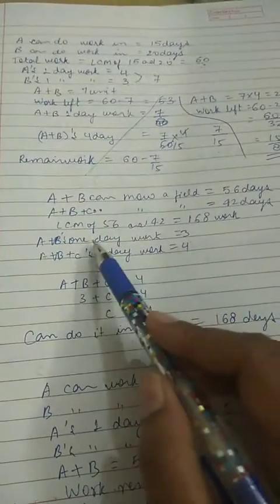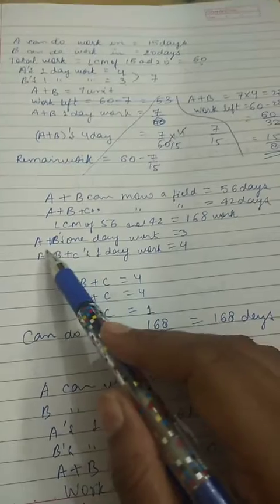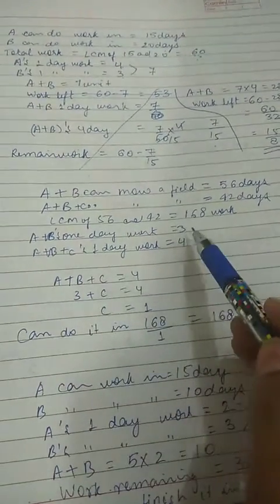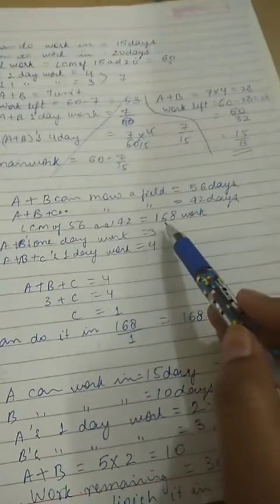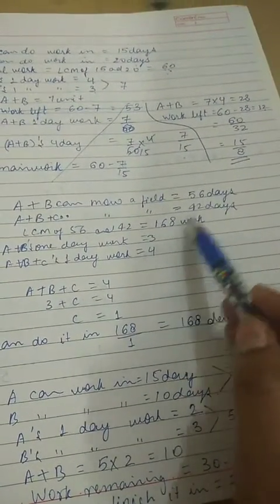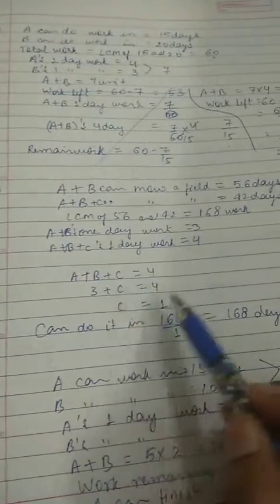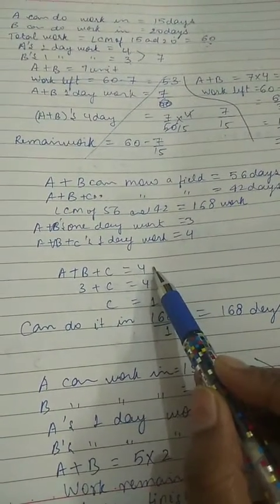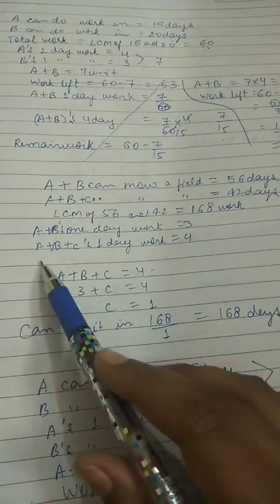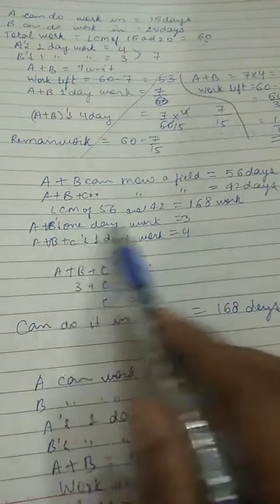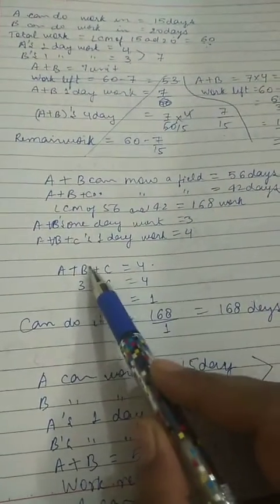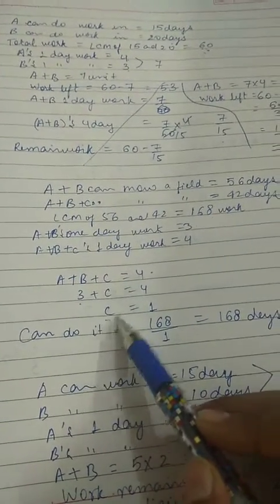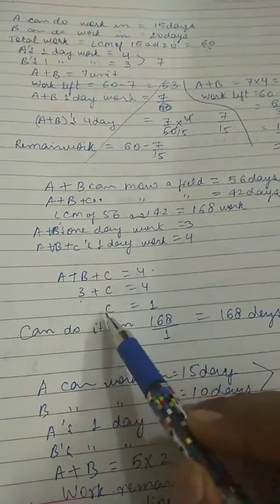So we will find 1 day work of A plus B and A plus B plus C, that is 3 and 4. We have just divided 168 by 56 and 168 by 42. Now from here we got A plus B plus C equal to 4, and for A plus B we got the value as 3, so we have substituted the value of A plus B as 3 and solved, and got the answer for C, which is 1.